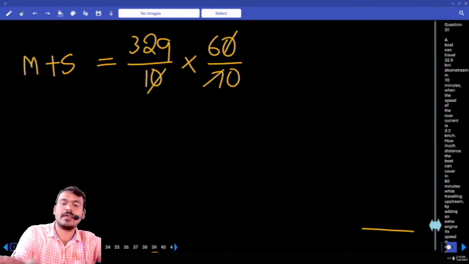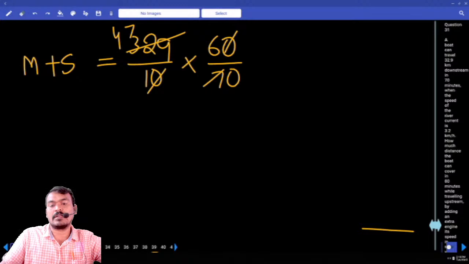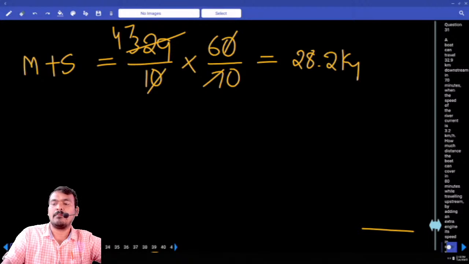Next is 7, how many times? 329, 7 fours are 28, again 7. So 47 into 6 by 10. 6 into 47, that is 282. 6 7s are 42. 282 by 10 means 28.2 kilometers per hour.